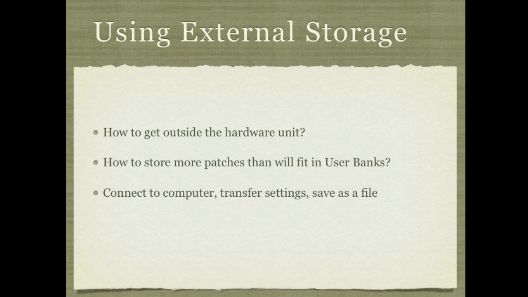The way you can do this is to connect it to a computer and transfer the numbers that represent those settings and save that as a file in your computer. The file you save would contain all the numbers that represent the setting of every single knob in the device, so that then, usually using software that comes with the device, you can manage all of that stuff between the computer and the device, and that solves both of those problems.